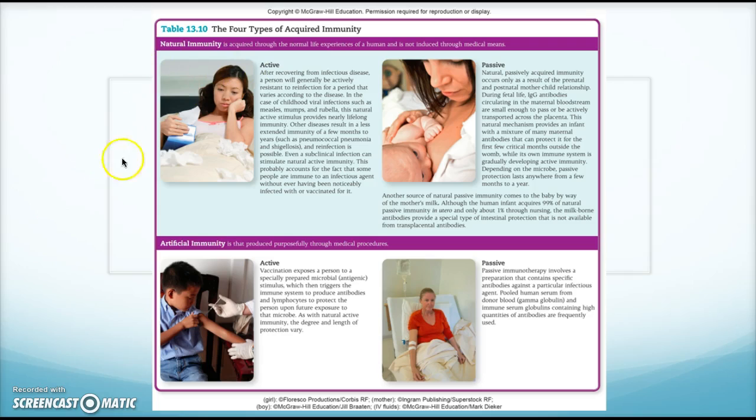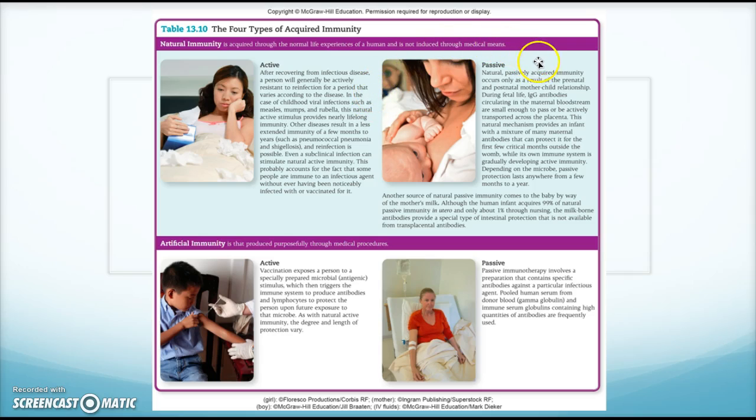So in the top box here in blue, these are all natural ways that you might acquire immunity. The first is active, and this is talking about recovery from infectious disease, and that's going through those immune stimulations that we saw with B and T cells.